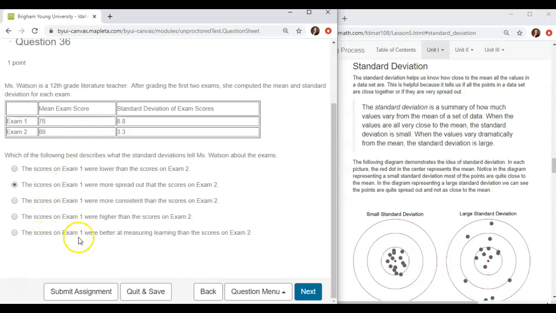The next one: the scores on exam 1 were better at measuring learning than the scores on exam 2. Again, not necessarily the case. That isn't what the standard deviation shows, so we're not going to worry about that one either. So we'll just go with the scores on exam 1 were more spread out than the scores on exam 2.